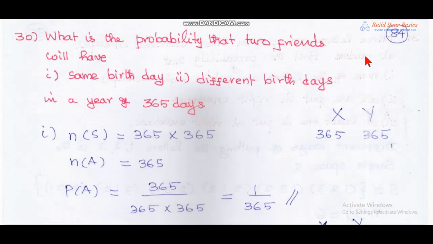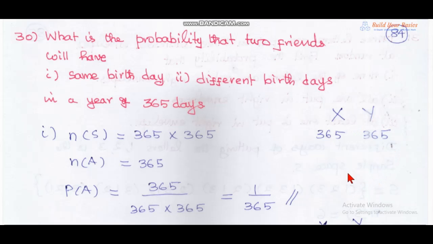Question number 30. What is the probability that 2 friends will have (1) the same birthday, (2) different birthdays in a year of 365 days? Let X and Y be 2 friends. The birthday of X may fall on any one of those 365 days. Similarly, the birthday of Y may fall on any one of 365 days.